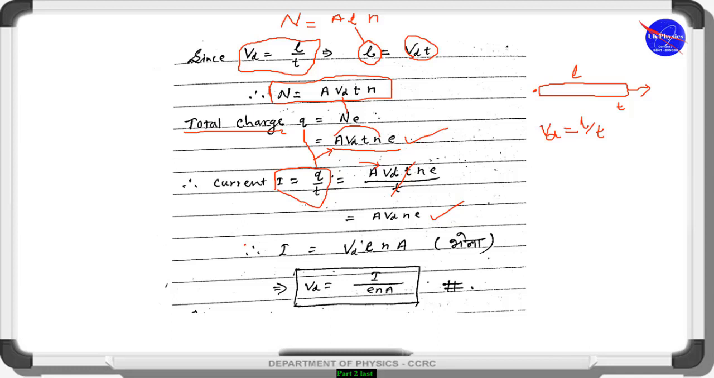If we rearrange each term, each parameter, further we get this expression. That means I equals Vd e n A. That means V e n A, "Vena", just to make it easy to remember. So finally the expression for drift velocity is Vd equals I by e n A. This is most important.